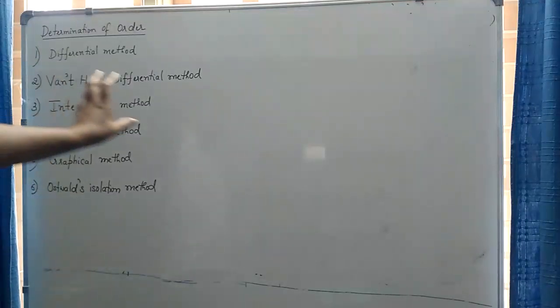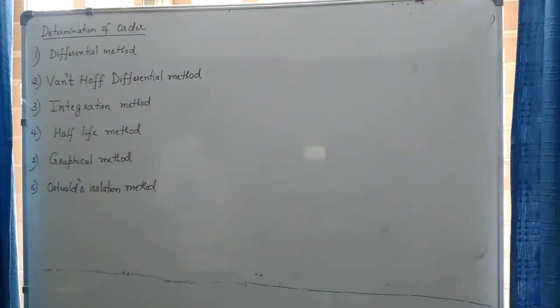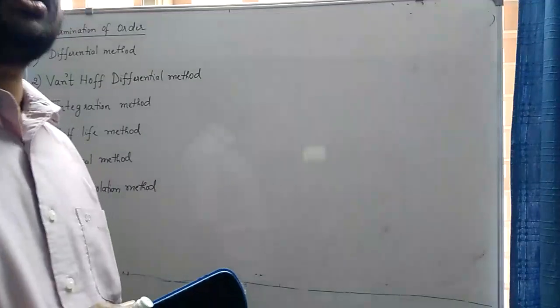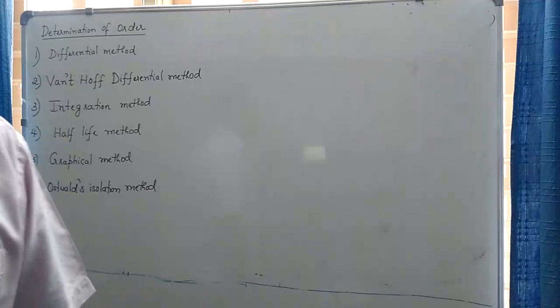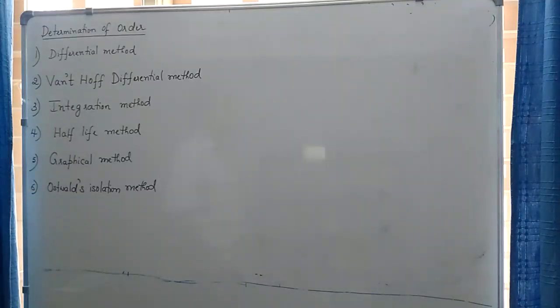As the name suggests, we are using the integrated form of rate equation. The fourth method is the half-life method, where we are measuring the half-life of the reaction and trying to find out what is the order of the reaction. Remember, in the previous class we have understood the relation between half-life and concentration of the reactant. So the relation between the half-life and the concentration of the reactant gives important information about the order of the reaction.